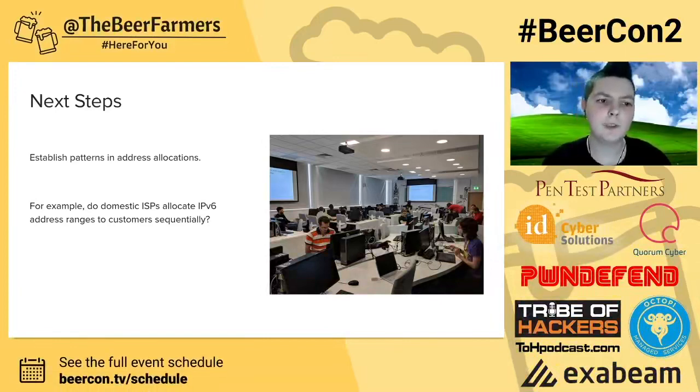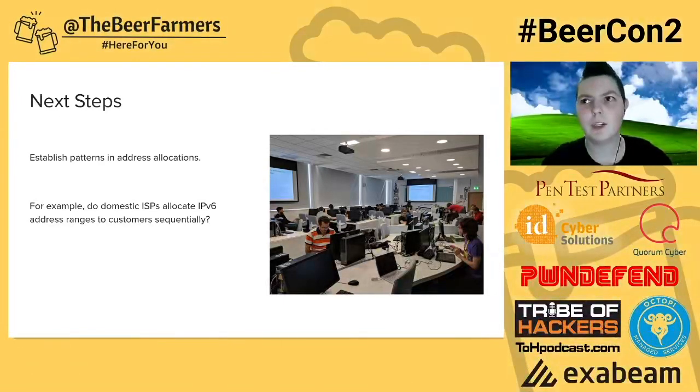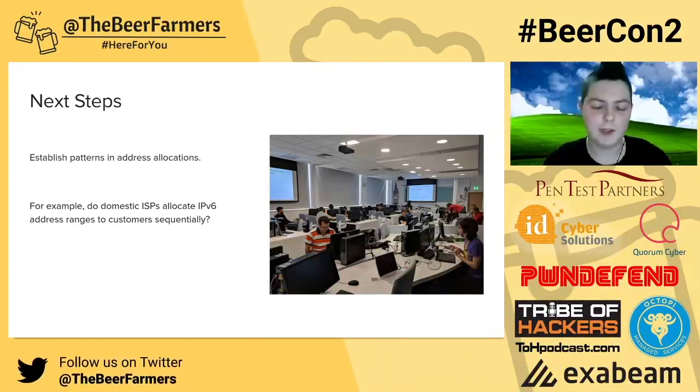So what we also want to see is, do domestic ISPs allocate IPv6 address ranges to customers sequentially? For example, does customer 1 get /56, 01 at the start of that, and then the second customer gets 02, and so on and so on? Are there other patterns that we can exploit to make our life even easier for these scans?